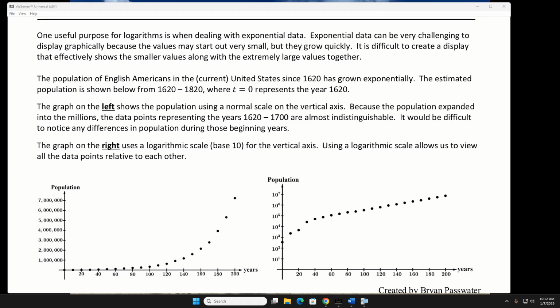But there is a purpose of logarithms in statistics. They can take exponential data and kind of straighten it out. That makes it easier to do statistical analysis with.